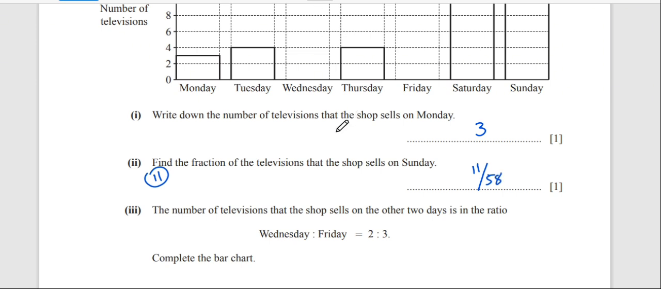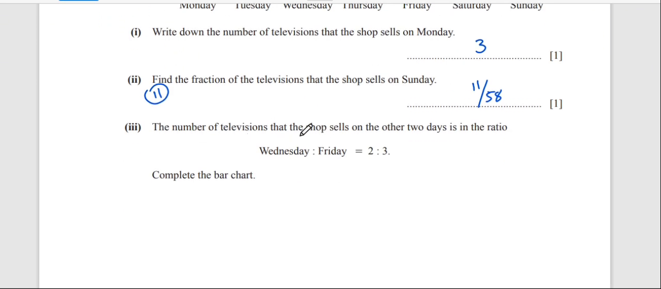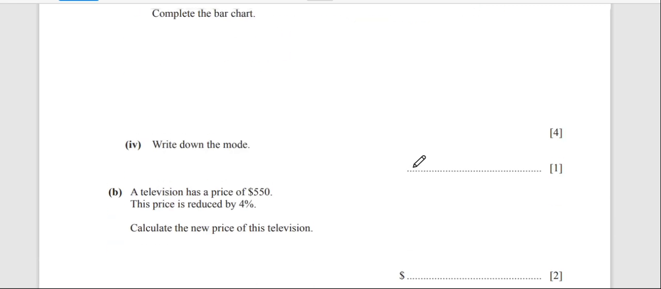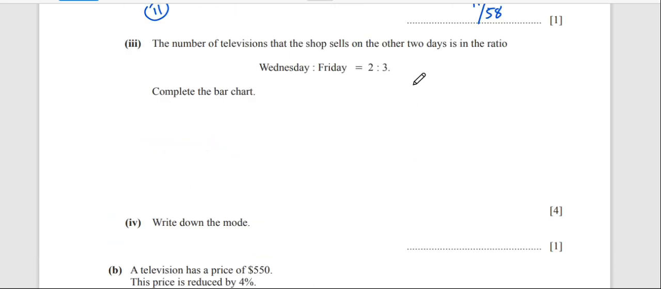Okay, so now they ask us the number of televisions that the shop sold on the other 2 days in the ratio 2:3. So we are actually given the ratio of the sales on Wednesday and Friday. Then they ask us to complete the bar chart.